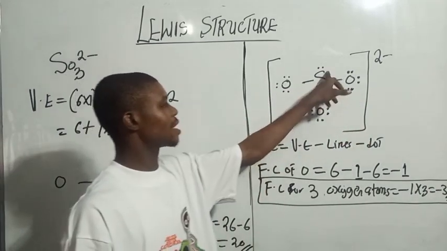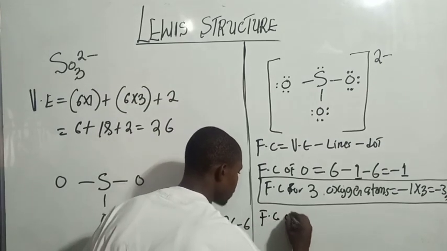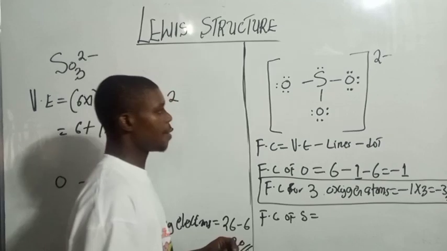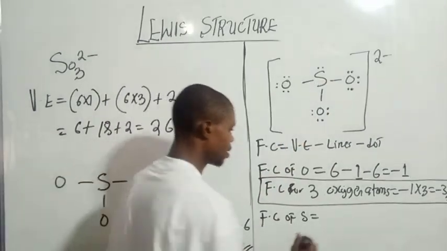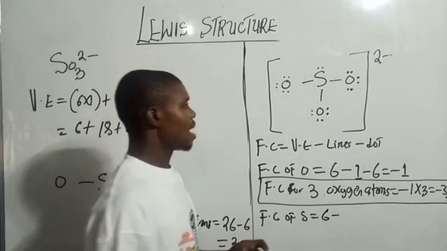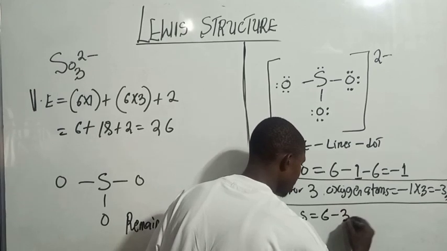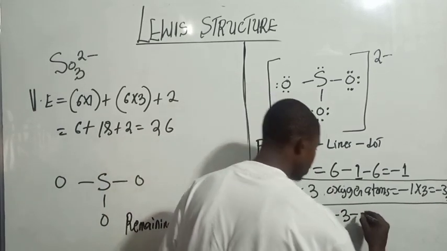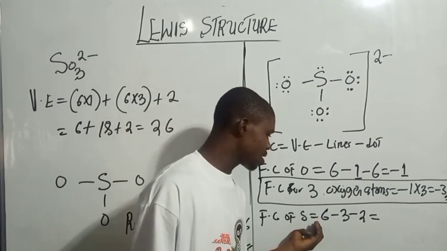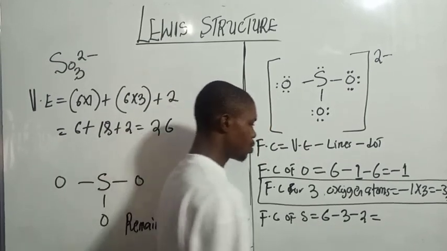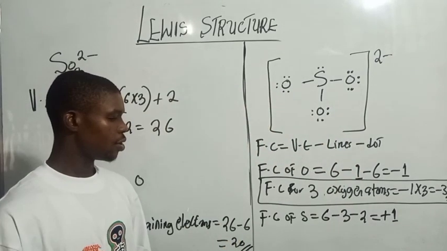So now let's calculate the formal charge for sulfur. Remember, the valence electron of sulfur is 6, minus how many lines are you seeing here? Here I have 1, 2, 3, so 3 lines, minus how many dots are you seeing here? 2 dots. So 6 minus 3 minus 2 is plus 1. Do you get?